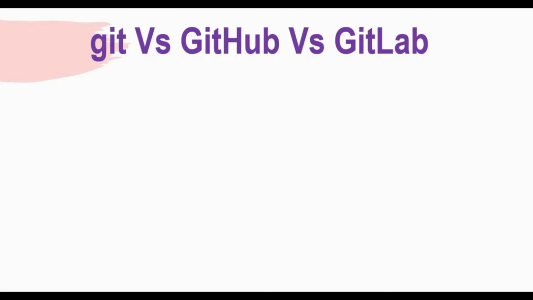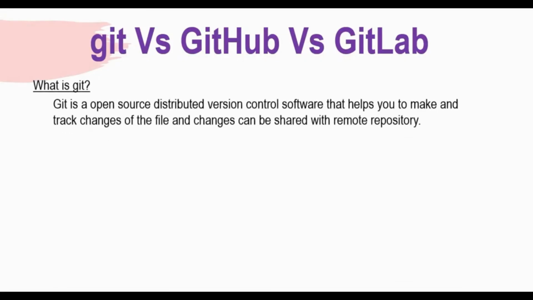We will look at what Git is and how Git works. To start with, if you have any confusion or if you don't know what Git is, Git is an open source distributed version control software. Okay, and Git is used because it helps you track the changes on a file, and those changes can be stored in a remote repository. What does that mean?